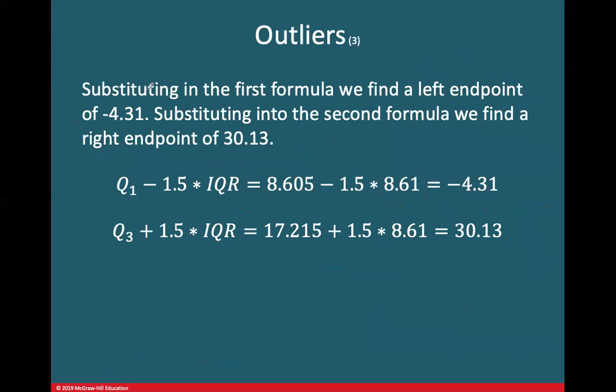Now, numerically, let's see. Substituting in the formula, we can find the left and the right endpoints, which are negative 4.31 and 30.13. So our interval is between negative 4.31 and 30.13. What does it mean? When we look at our data set, the numbers less than this, if we had any, actually we don't have, would be called outliers. The numbers which are greater than this number will be called outliers.